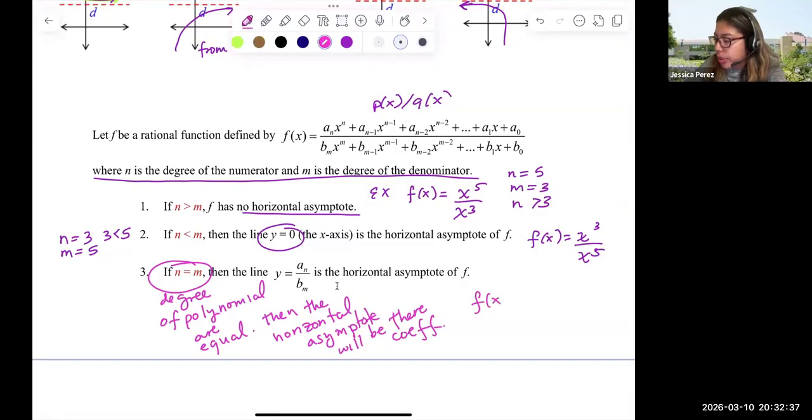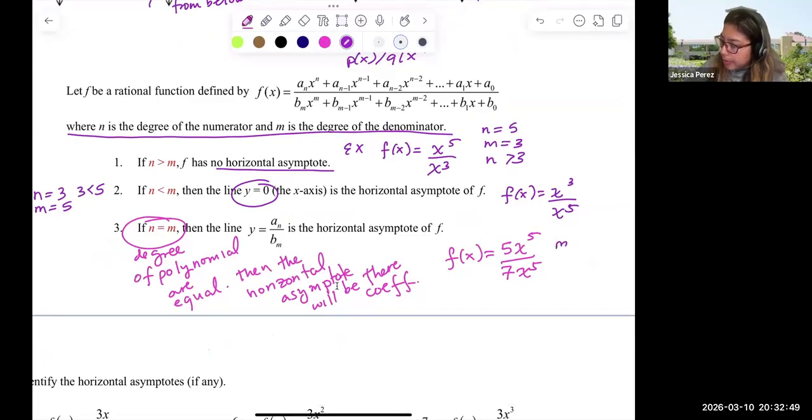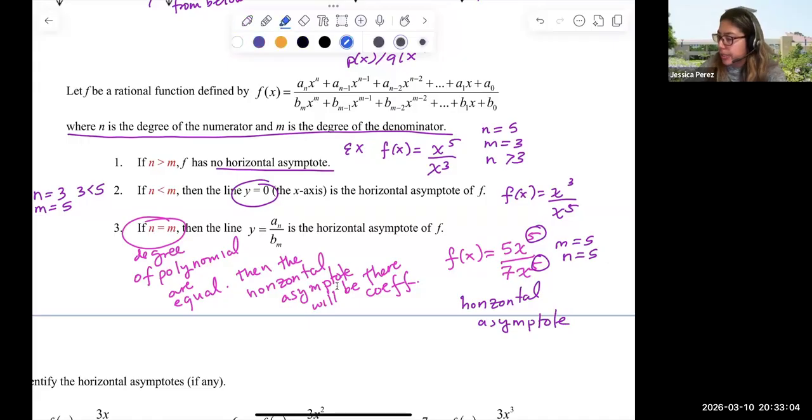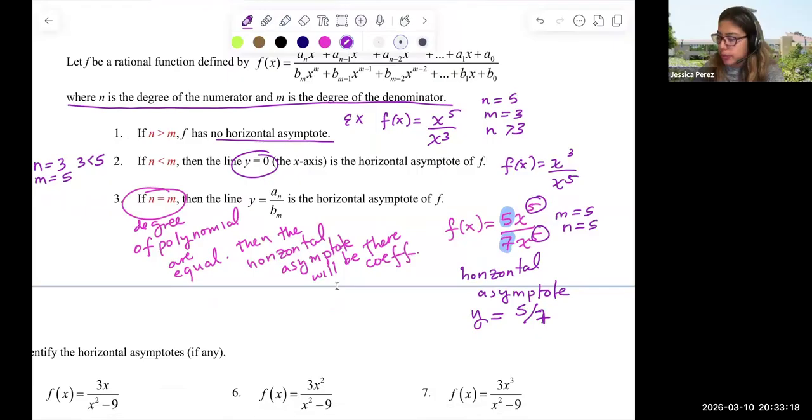If I have f of x equal to 5x to the fifth over 7x to the fifth, notice that the degrees are the same. So then m is equal to 5, n is equal to 5. Look at the degree. That means that my horizontal asymptote is the coefficients. So it's going to be 5 over 7. So my horizontal asymptote will be at the line y equals 5/7. And that would be the value of d. That would be my horizontal asymptote.